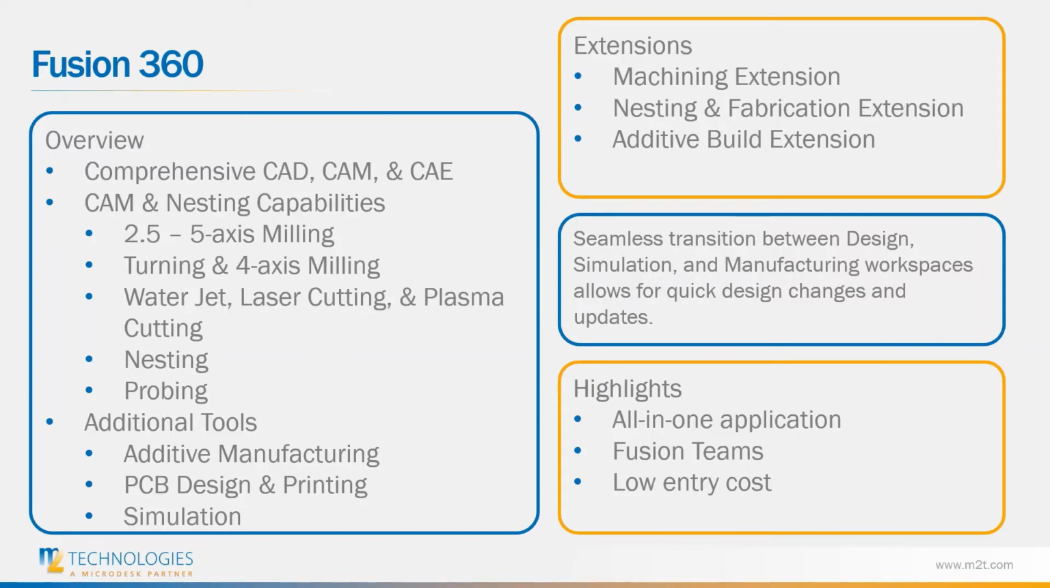One of the keys to Fusion is the seamless transition between design, simulation, and manufacturing workspaces, which allows for quick design changes and automatic updates through your different spaces. The highlights of this product are the all-in-one application, as we've talked, being able to seamlessly transition between the different workspaces and have any design changes be updated among all of them. Also, Fusion Teams, which is the cloud-based data management site that is connected with Fusion 360. This allows all members of your team to quickly and easily access the latest versions of all models.